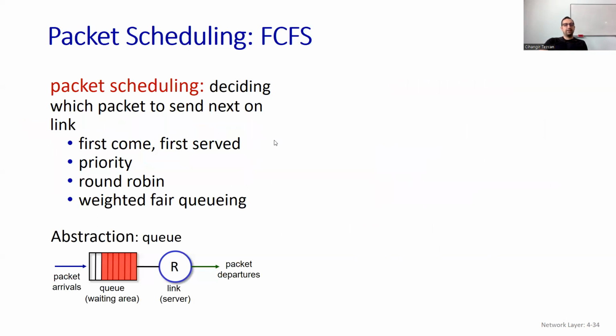Packet scheduling, deciding which packet to send next on the link. First come, first served, priority, round robin, weighted fair queuing. So actually these ideas appear almost everywhere in computer science, right? This is also what happens when you have a CPU. The operating system has to decide which work will be done by the CPU.